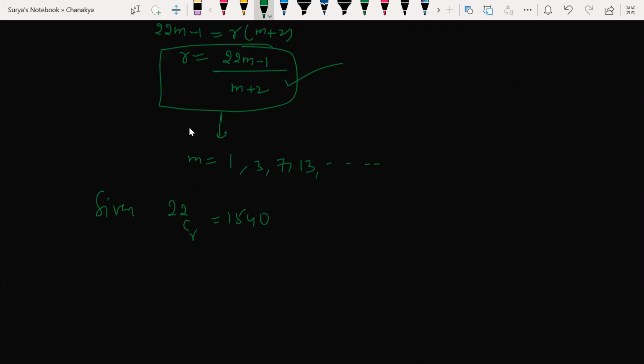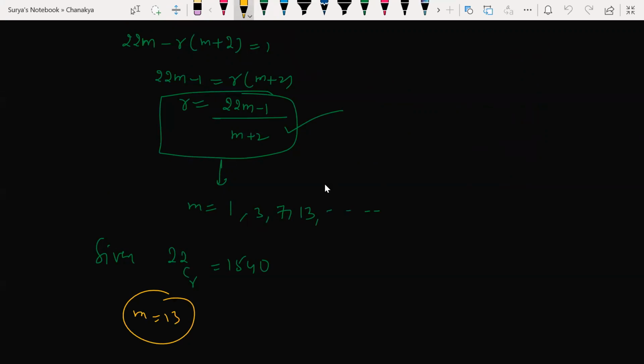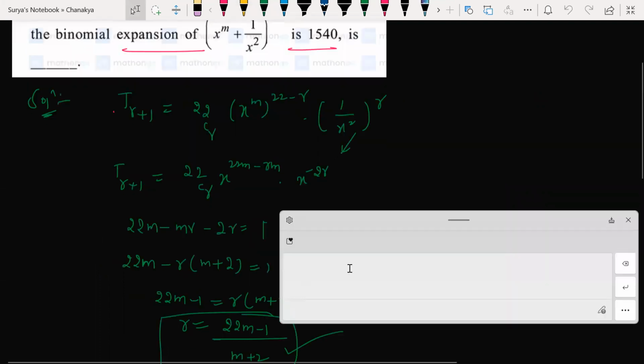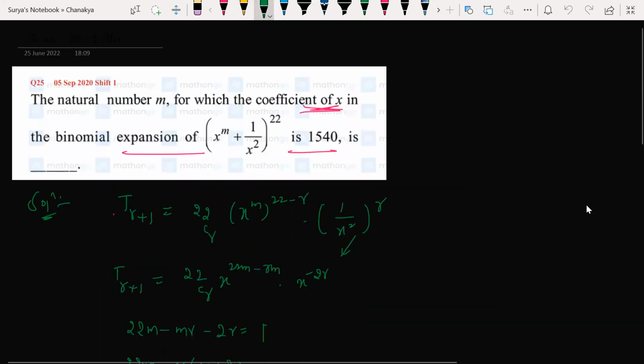Tell me, what are the possible values of M now? Are you able to understand what I'm trying to say here? Which value of M will be satisfying? The M value is 13, of course. Understood? Many of you are asking how we can write 13. How many of you got the same answer? Yesterday also we solved a similar type of question.